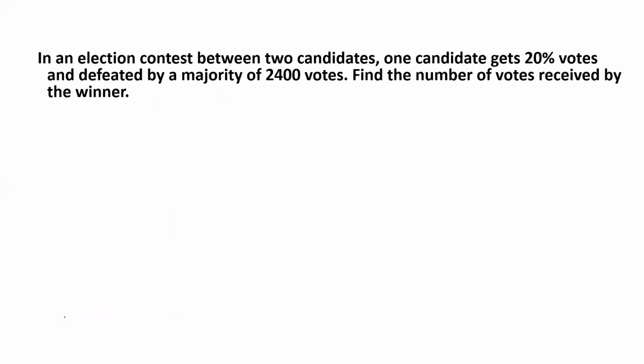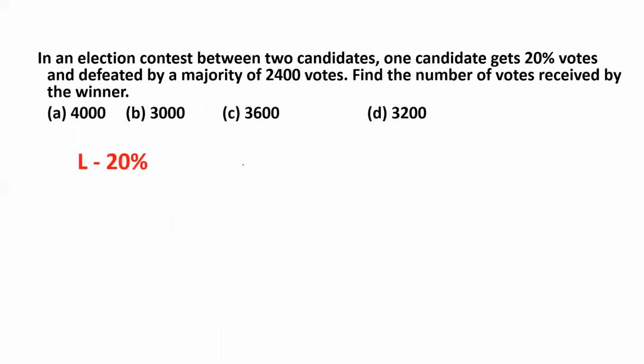Let's move ahead to the next question. Similar question. In an election contest between two candidates, one candidate gets 20% votes and is defeated by a majority of 2,400 votes. Find the number of votes received by the winner. Here, loser gets 20%, winner will get 80%, and loser is defeated by 60% of votes. That is given as 2,400.